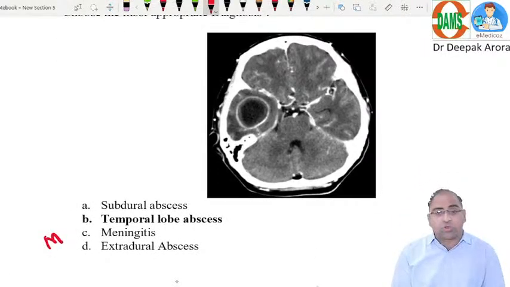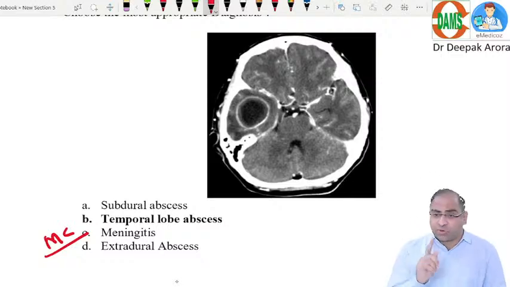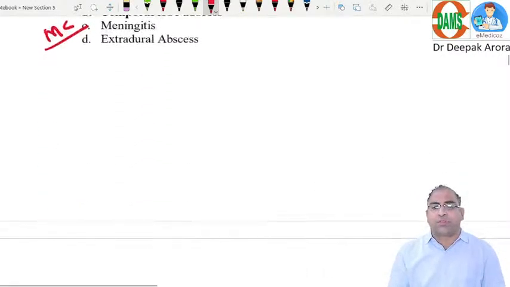So which is most common? Most common is meningitis. Most common complication here in CSOM: extracranial, mastoiditis; intracranial, meningitis; overall, mastoiditis. Always remember. Clear?